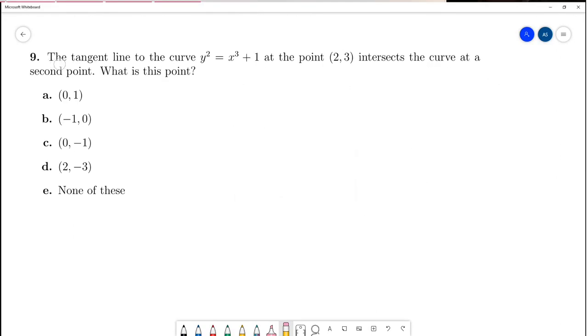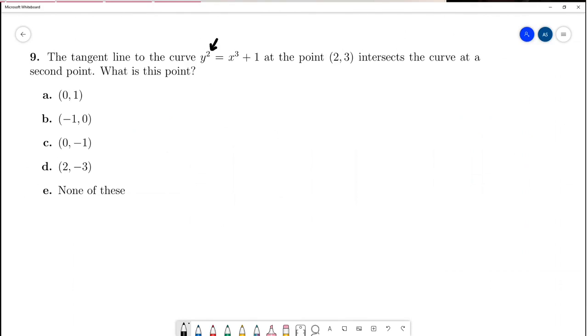For number 9, the tangent line to the curve y squared equals x cubed plus 1 at the point (2, 3) intersects the curve at a second point. What is this point? So let's take a look. The tangent line to a curve, I need to find that. I know that the derivative is the slope of the tangent line, so I'm going to calculate the derivative of y squared equals x cubed plus 1.